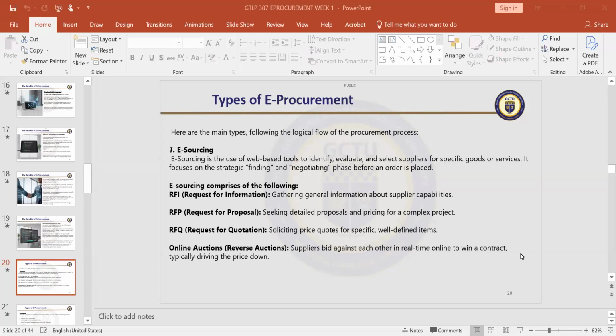The reverse auction in this situation is suppliers bidding against each other in real time, online, just to win a contract. The normal auction is buyers bidding against a product, so the supplier puts his or her product online and buyers will be bidding against it. So the highest bidder wins. But the reverse auction, which is the online auction for buyers, is about suppliers bidding.